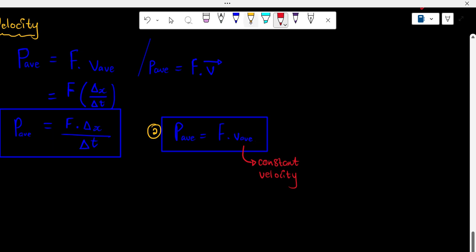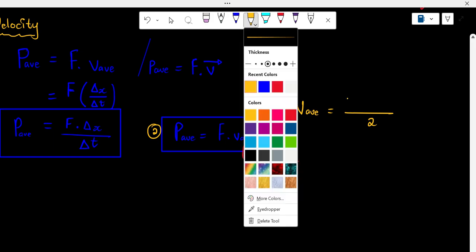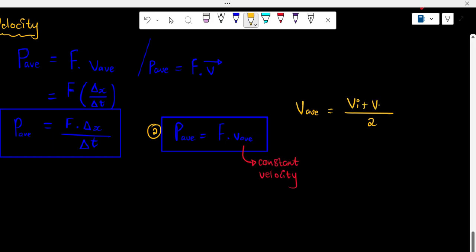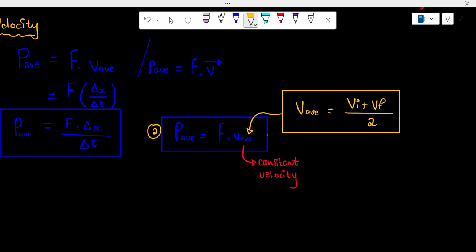And to calculate the value of V average, you use the equation V average is equivalent to the initial velocity plus the final velocity, divided by 2. So please do not forget that equation. Whenever you don't have the value of V average and you need it, V final plus V initial, divided by 2, will give you the value of this guy right there. Right. I really hope that was clear.